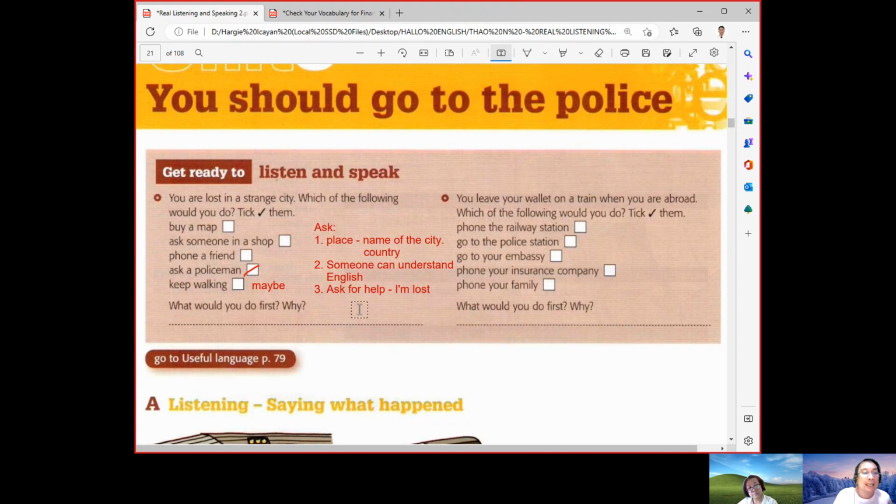Now, this is just my own opinion. If you are going to ask me, Tao, for me, I will not go to the policeman first, but instead I will buy a map. So I will buy a map and maybe I just have to study it. And then maybe I can ask someone there, for example, if you are in a shop, but of course be careful.